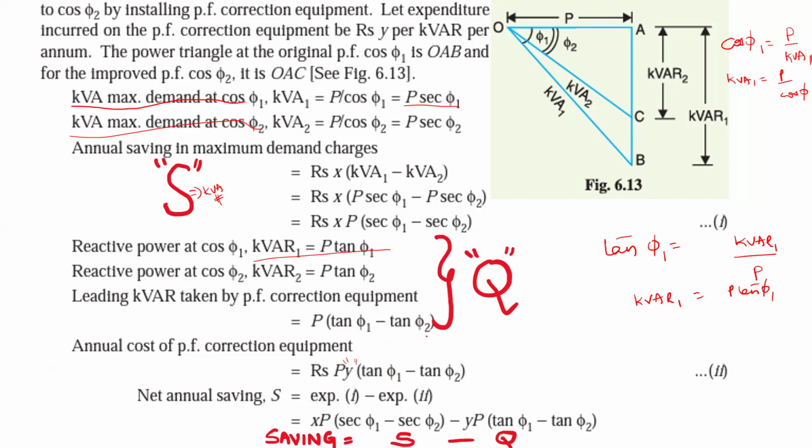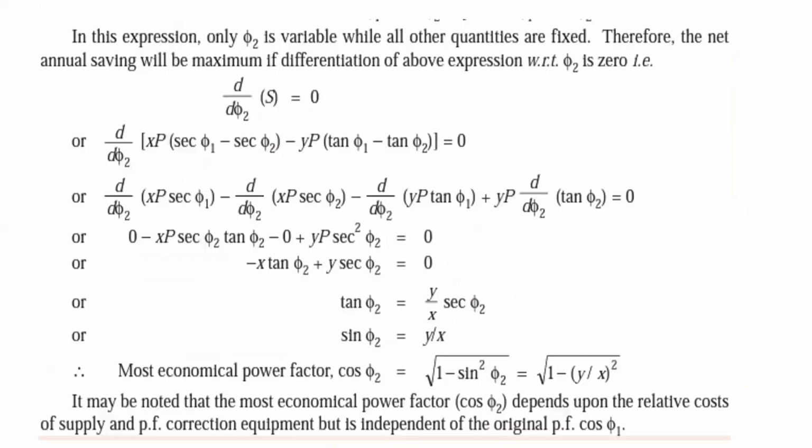The net annual saving is obtained by subtracting equation 1 from this one, that is S minus Q. That is the annual saving. We get an equation like this: net annual saving S is equal to the maximum demand saving minus Q, which is X into P secant phi 1 minus this one.